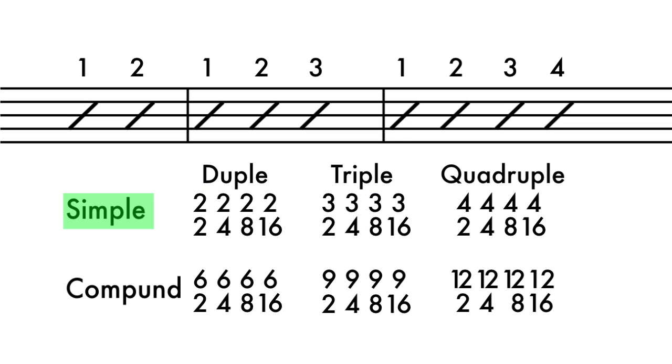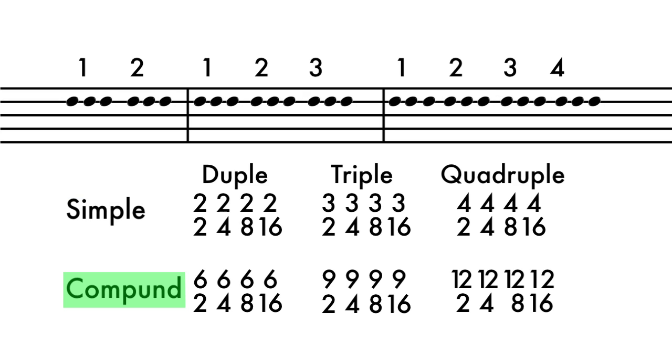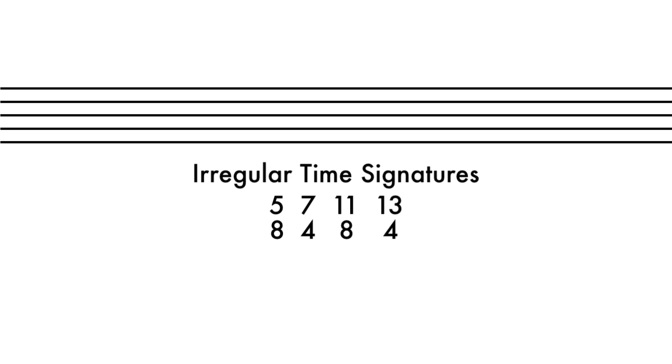Simple means that each of the beats can be divided into 2 notes, while compound means each beat can be divided into 3 notes. The following are examples of irregular time signatures.